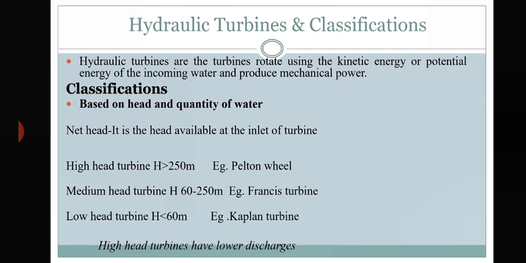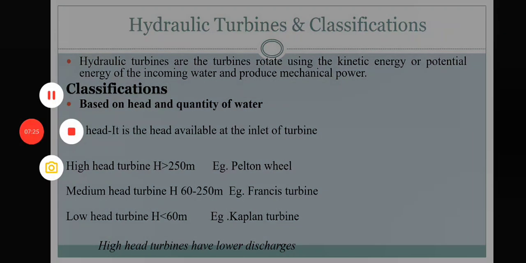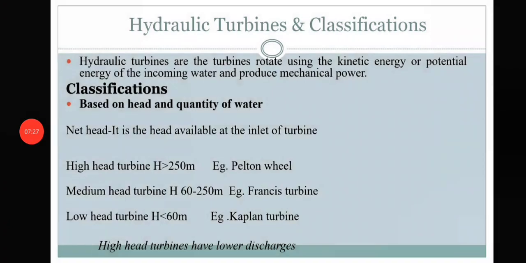level. Coming to the medium head turbines, Francis turbines are utilized in major cases, and you also can have Kaplan turbines at low head areas. So as your head availability is more in high head turbines like Pelton wheel, you will be definitely having, or you require only lower discharges or lower water flow for producing much higher powers.